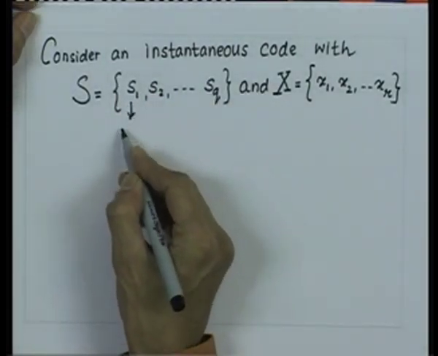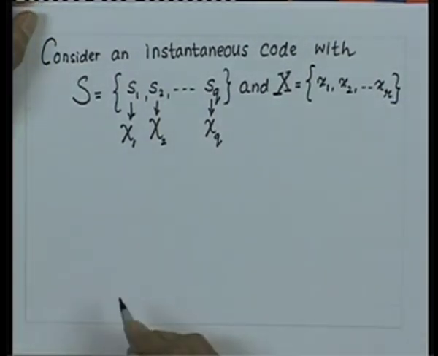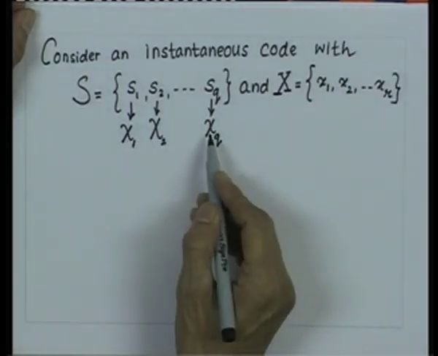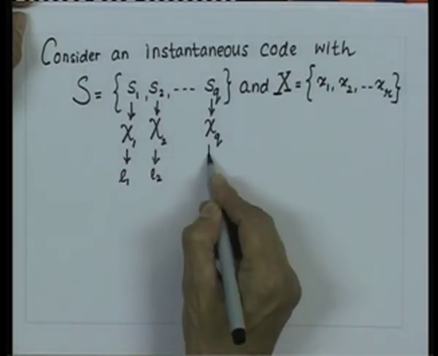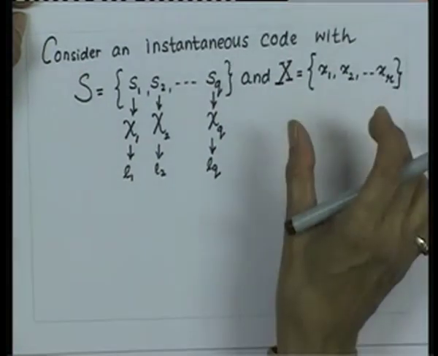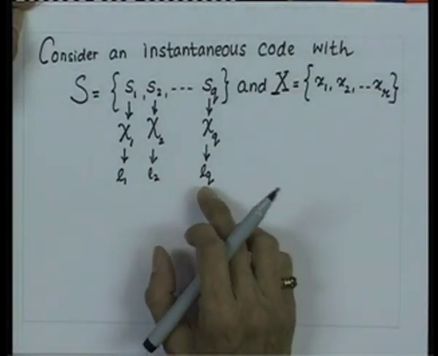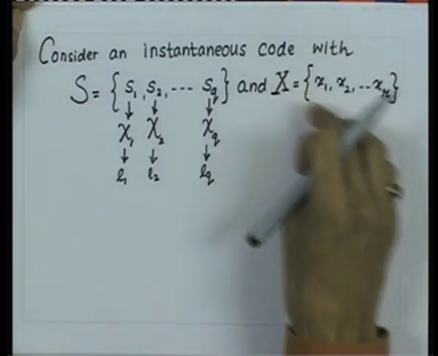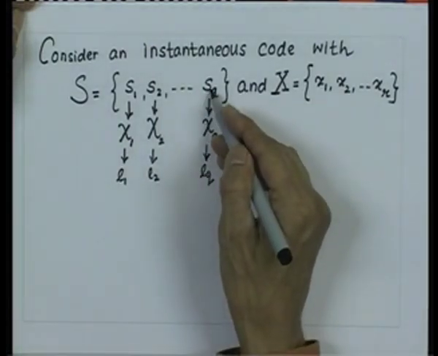Let me identify these code words as X1, X2 up to XQ. Now, each of these code words is a sequence of code symbols chosen from code alphabet X. So, each of these will have a length, L1, L2 and LQ. L1 means there are L1 number of code symbols from this code alphabet which form a code word X1 for the source symbol S1, and similarly LQ means there are LQ number of code symbols from this code alphabet X which make up the code word XQ for the source symbol SQ.